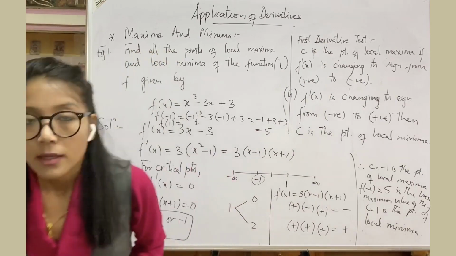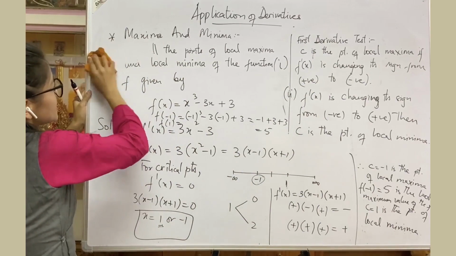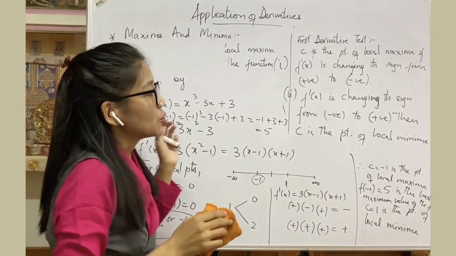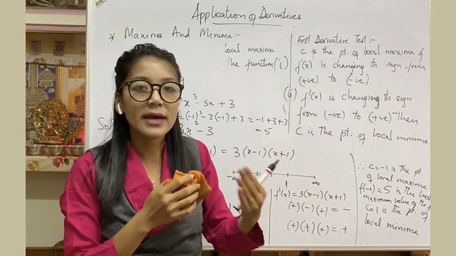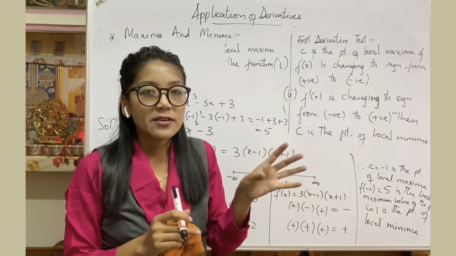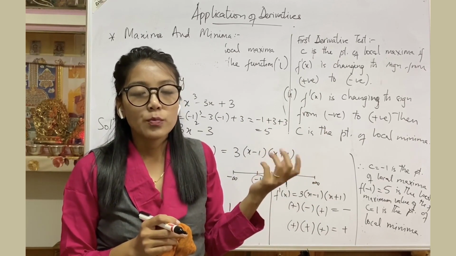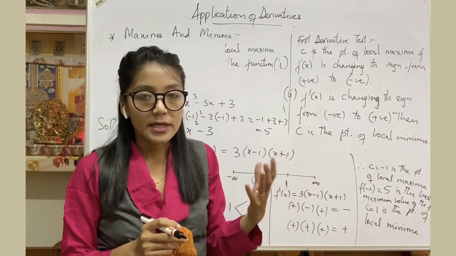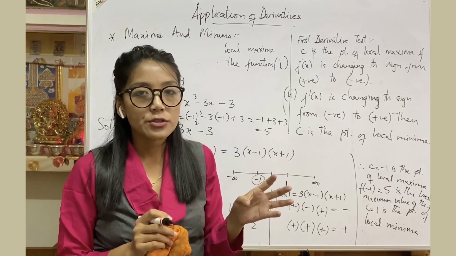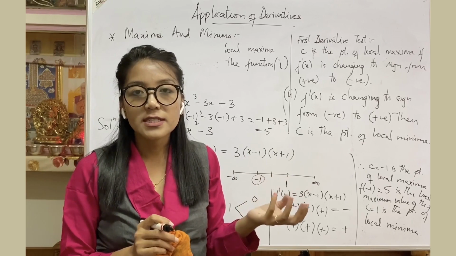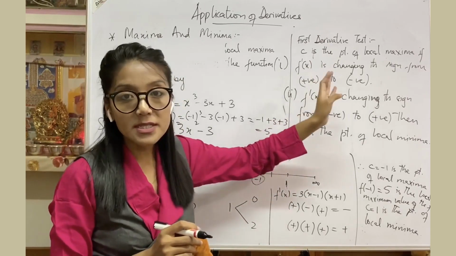Now we have one more method, that is second derivative test. Now you should be very much clear with first derivative test. Both the methods you should know. Second derivative test is much easier to find out the point of local maxima and local minima. It will take less time to solve, but sometimes for some questions, second order derivative test is not applicable. So in that case, you have to apply first derivative test.